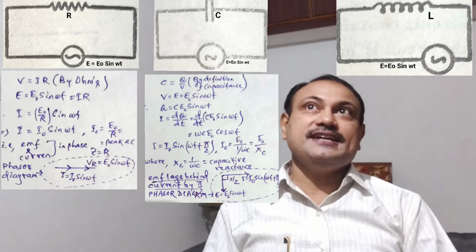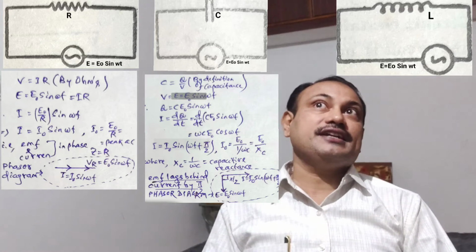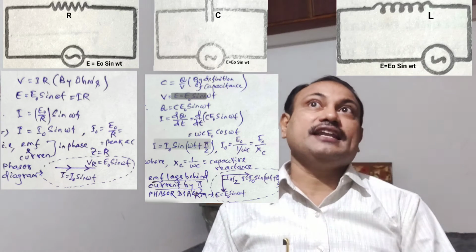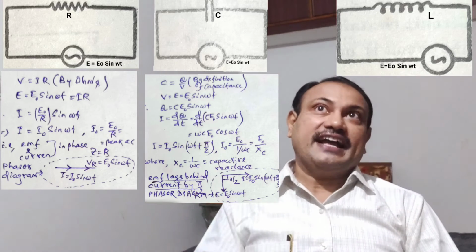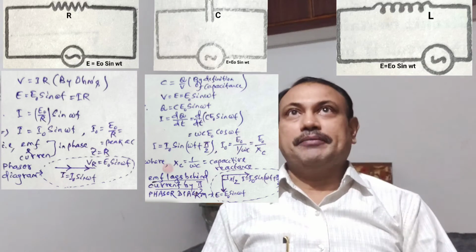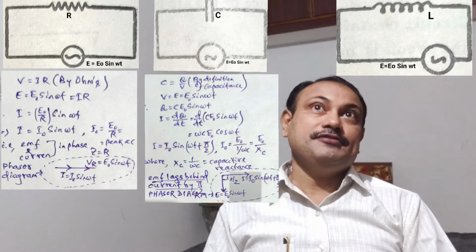So, therefore, we see that unlike the case of resistor, here E equal to E0 sin omega t and I equal to I0 sin omega t plus pi by 2, that is EMF is lagging behind the current by pi by 2, and accordingly in the phasor diagram you can see that the EMF is lagging.